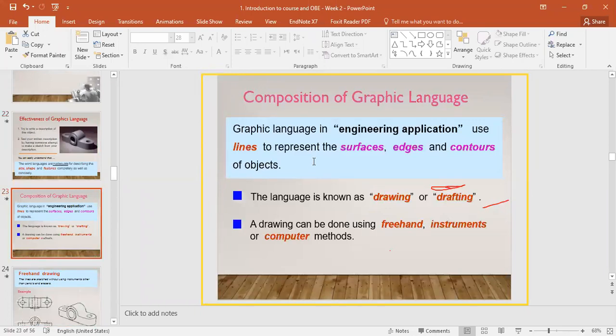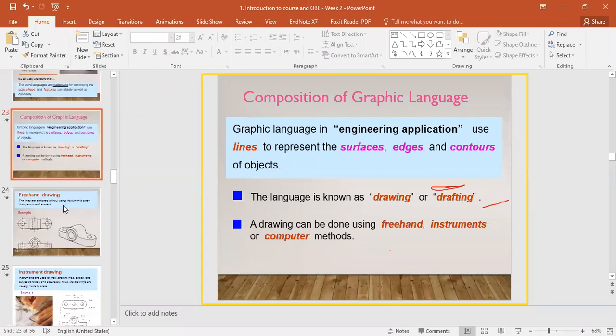Composition of graphic language. Graphic language in engineering applications uses lines to represent surfaces, edges, and contours of objects. The language is known as drawing or drafting. A drawing can be done using freehand, instrument, or computer. So these are the types of drawing: freehand sketching, instrumental drawing, and computer drawing, which we will study in the next semester using software.